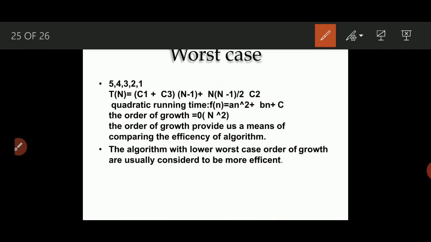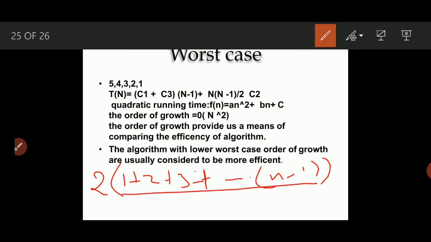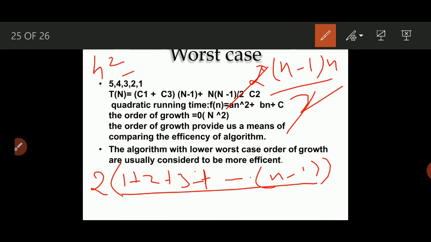And how to write this: we take 2 common, and write 1 plus 2 plus 3 and so on, times 2. If we consider n elements, then we go up to n minus 1, and after adding this value we find 2 into (n minus 1) into n divided by 2. Cancelling here, we find n square minus n. This is a higher degree polynomial, used for the order of analysis. This is the worst case condition when we find this value.